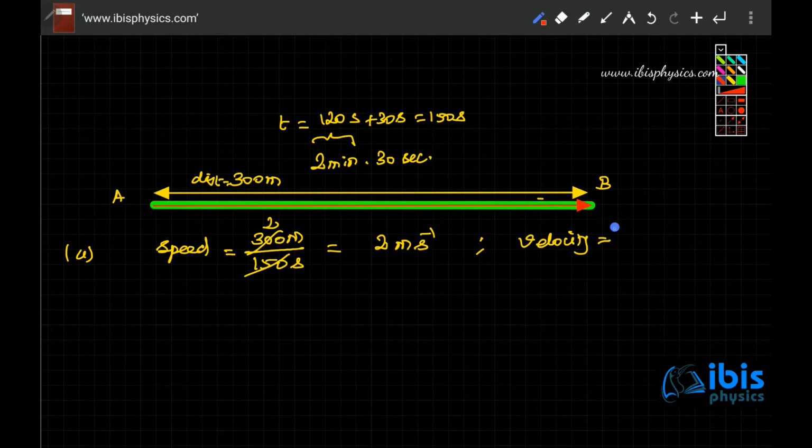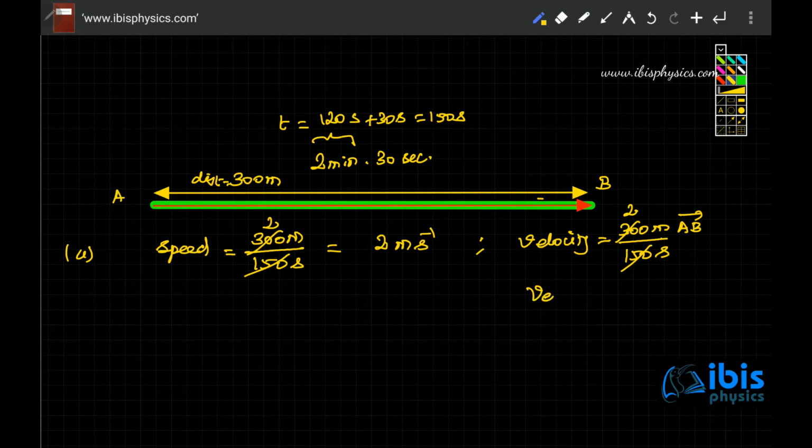So velocity is displacement by time. Displacement is 300 meters from A to B divided by time taken, 150 seconds. So here also 2 meters per second.